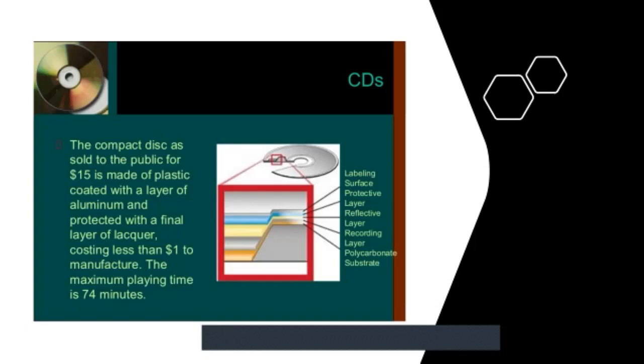It was sold to the public on average for $15. You're talking about a plastic coated little CD with a layer of aluminum, and finally they put lacquer on it to protect it, and it would cost less than $1 to manufacture. To this day, the maximum playing time on a CD, a regular CD, not the CDR we're talking about, which is data and different, is 74 minutes, and yet the prices averaged $15. Some CD collections were all the way up to $100 and so forth.